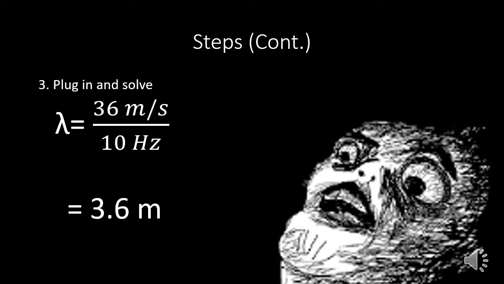The reason I do step 1, which is to identify, not the problem, but what is needed, is so that when you get to step 3, you already know what you need to plug in, so it becomes so much easier. So now that you know what the frequency and the velocity are, you can plug those into the equation, and it would be lambda is equal to 36 meters per second over 10 hertz.